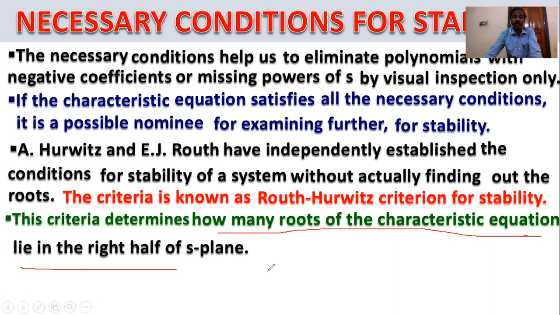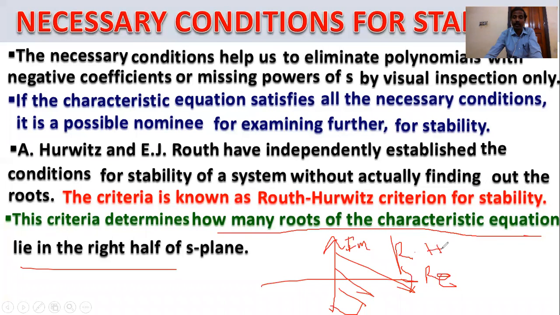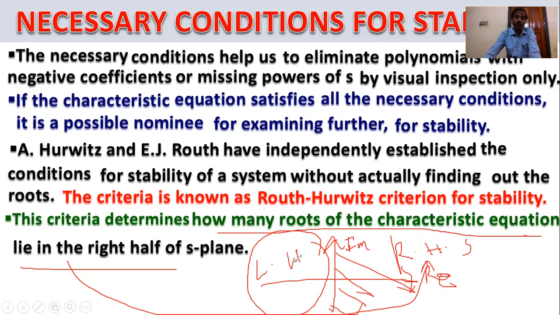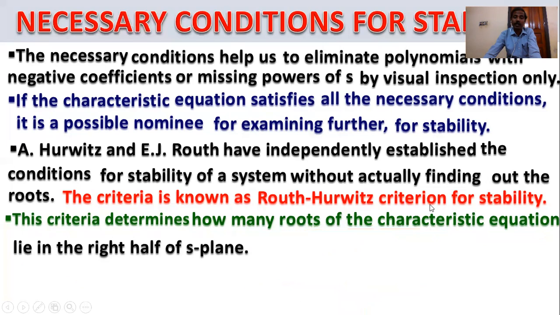Right half of the S-plane means, with this the imaginary axis and this the real axis, the right-hand side part. Routh's criterion determines how many roots of the characteristic equation lie on the right-hand side, that means this side. If all the poles and zeros lie on the left-hand side of the S-plane, then the system will be stable.